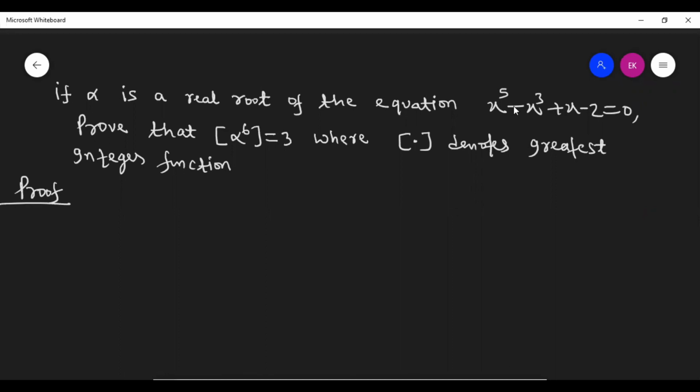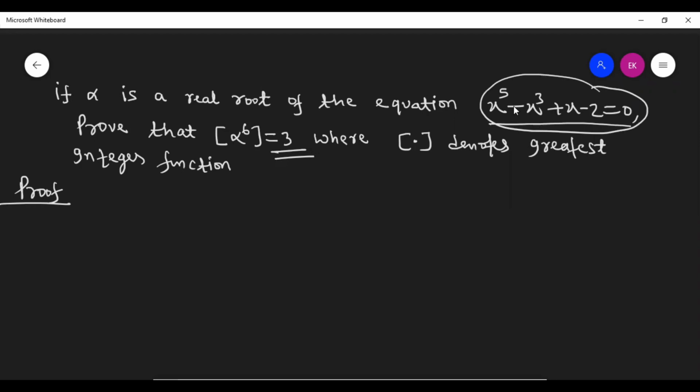Okay, the question goes like, if alpha is a real root of the equation x to the power 5 minus x cube plus x minus 2 equals 0, then prove that the greatest integer of alpha to the power 6 is equal to 3. So my dear students, firstly we will find the number of real solutions of this equation.